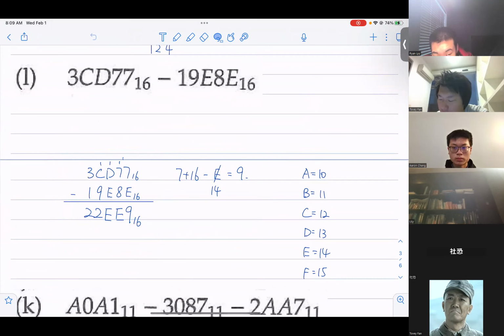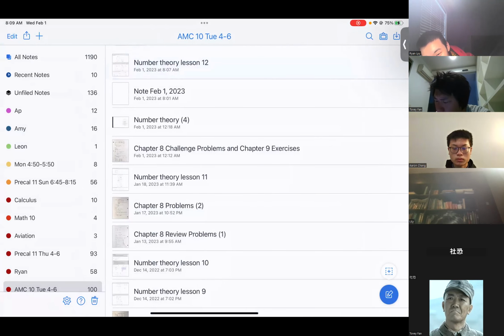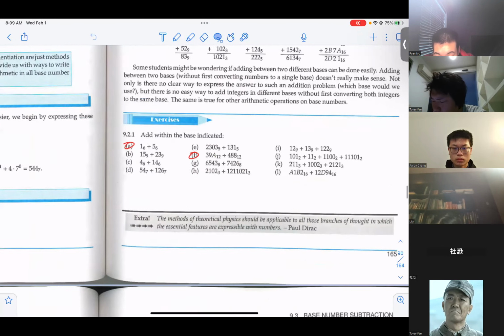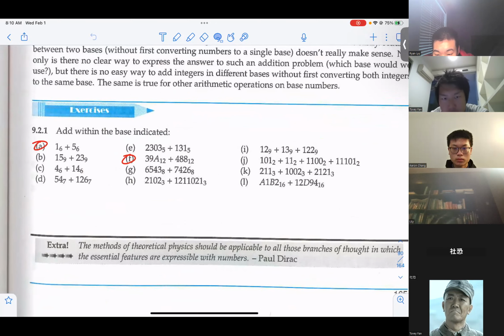Okay. When you borrow a digit, it's base 16, so whenever you borrow one, you should add 16 to it. Okay, and remember the values of these digits. It shouldn't be too hard. So I'm just gonna cover questions I see we have problems.